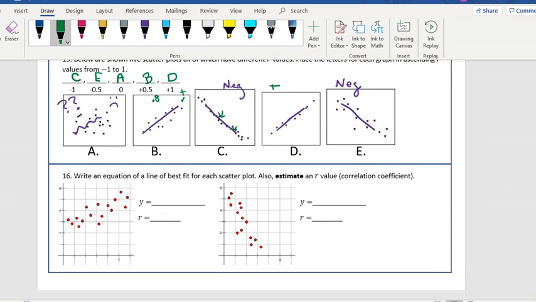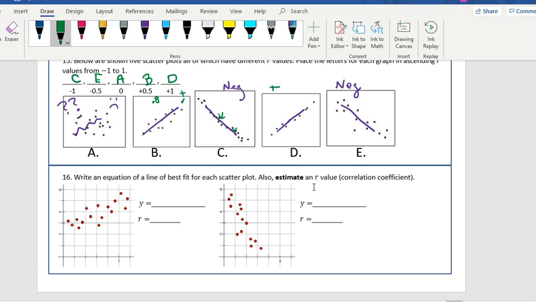Okay, so let's look at this one. Write the equation of the line of best fit. So that means we're going to have to estimate. And I'm going to watch my time. I got about 6 minutes. So let's see what I can do for an estimated R value. In this, I would say my line of best fit, and this needs to be pre-drawn for you for all of us to have the same answer.